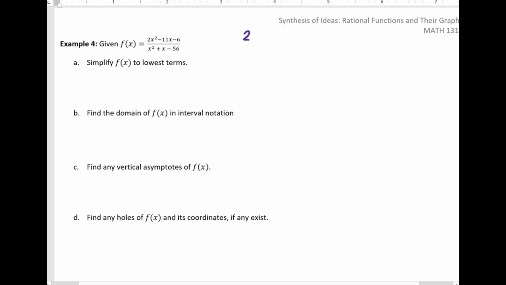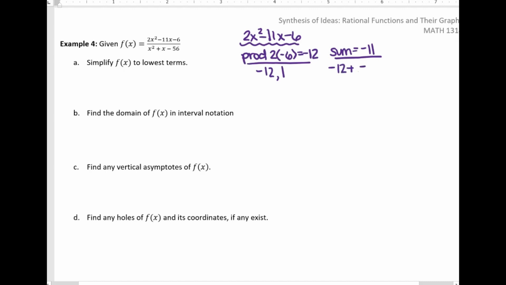So let's start with the numerator. We have 2x squared minus 11x minus 6. I'm going to use the bottoms up method. That means we're looking for the product of a times c, which is 2 times negative 6, which gets us negative 12. And we need a sum of b, which is negative 11. This means that the two numbers we need are negative 12 and 1, because negative 12 times 1 gets us negative 12. And when we add the two together, we get the negative 11 for which we were looking.